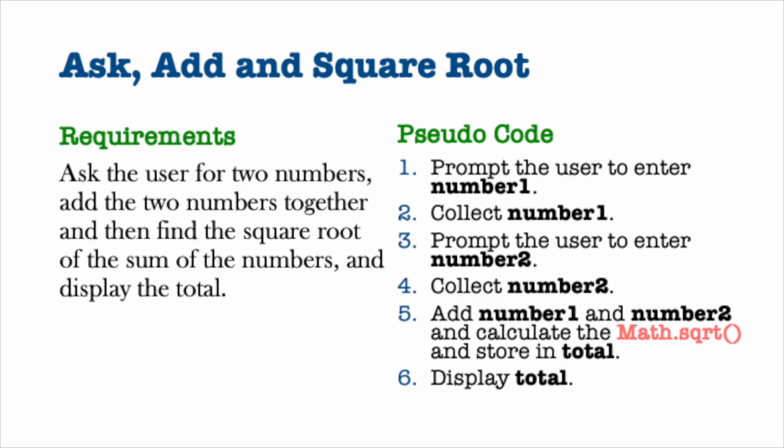First, we'll prompt the user to enter a value for number1, and we'll store that value. Then we'll prompt the user to enter a number for variable number2, and store the value for that variable. Next, we're going to add number2 and number1 together, and calculate the square root of that sum using the Math square root function, and store the result in a variable called total. And then lastly, we will display the results of total.